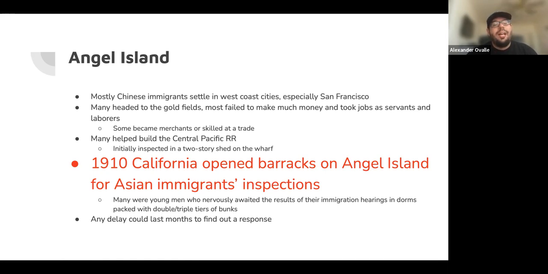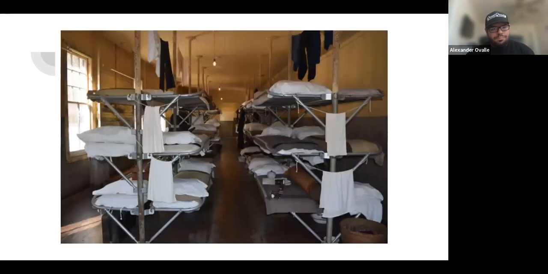Initially, Angel Island was an inspection facility that was a 2-story shed on the wharf in San Francisco. So in 1910, California opened barracks on Angel Island for Asian immigrants inspections. Many were young men who nervously awaited the results of their immigration hearings in dorms packed with double or triple tiers of bunks, and any delay could last months to find out a response. So here's an example of the double or triple sided bunks.